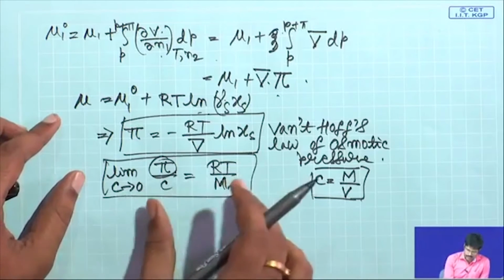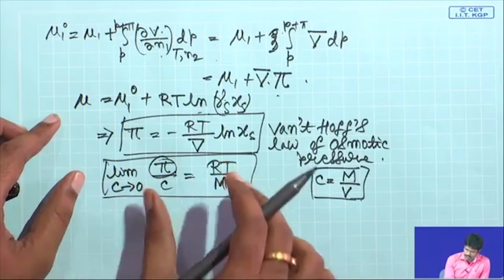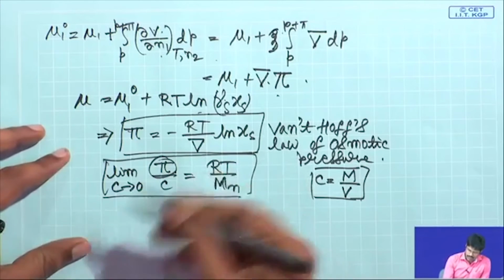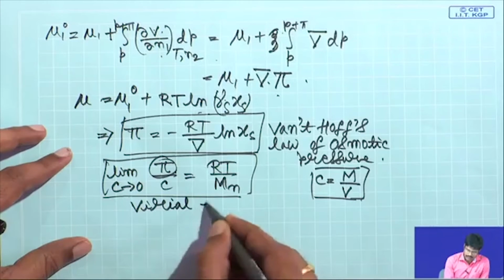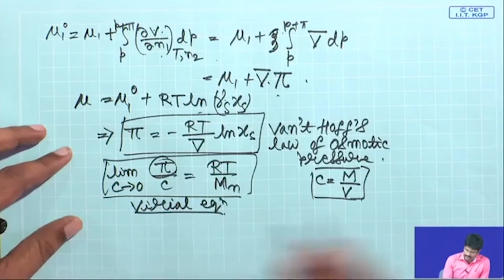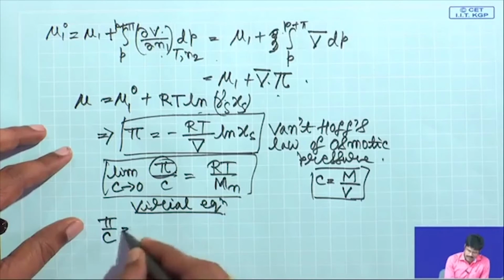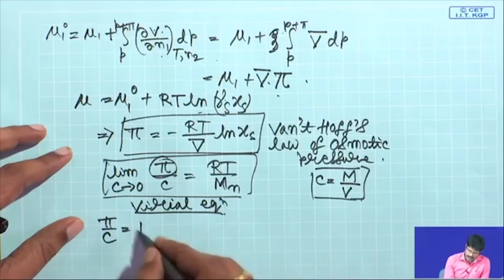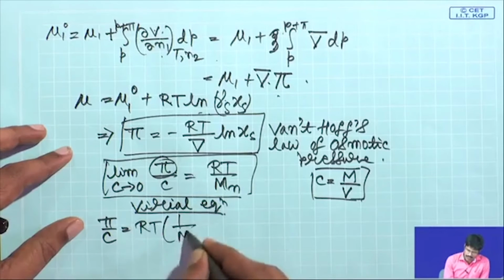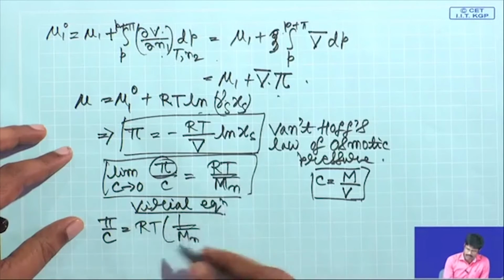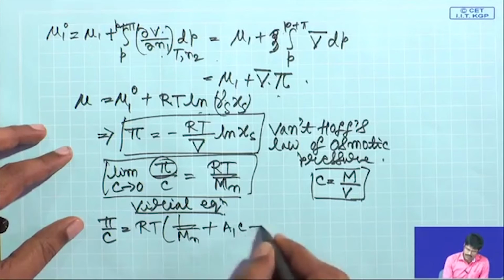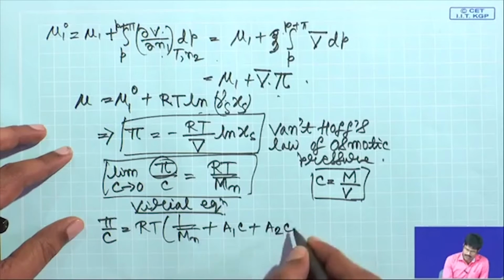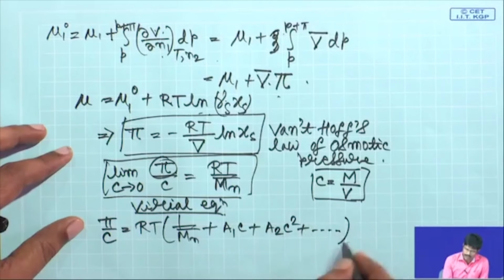and this particular equation we do not use as such, we express it in terms of a virial equation, and that will be something like this. In a power series we express it like this: 1 by RT into 1 by Mn bar, and then some constant into concentration plus some constant into concentration square, and so on and so forth.